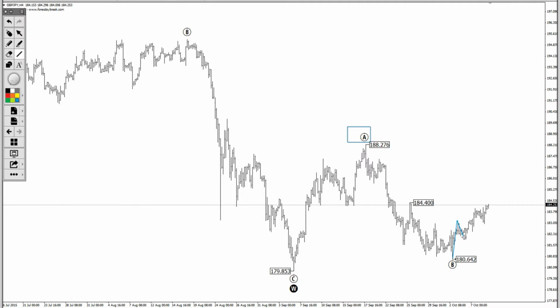So far this is very overlapping and not powerful at all, but I'm expecting an upwards move towards the 188 level, so a lot more upside can be expected on pound yen to complete this intermediate wave X corrective form.